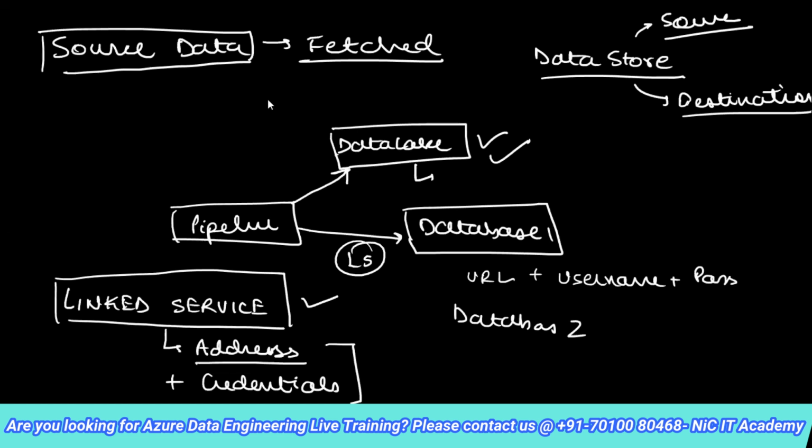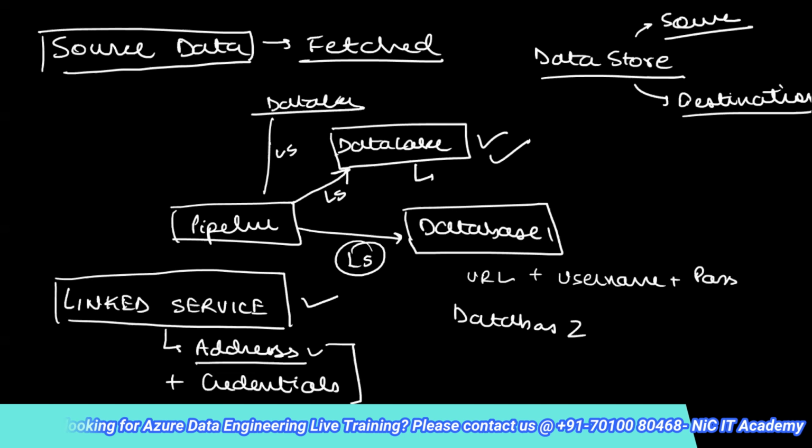If I have multiple data lakes, again, I will need a linked service for this and a linked service for this also. Why? Because the linked service contains the address. The moment I change the data lake, the address changes and hopefully the credentials also change. Everybody will have different credentials for a different database or a different data lake, or the data store could be anything. It could be a data warehouse also. It could be Amazon storage also. You can connect to other cloud storages also, and it could be your on-premise also, if I want to connect to on-premise.